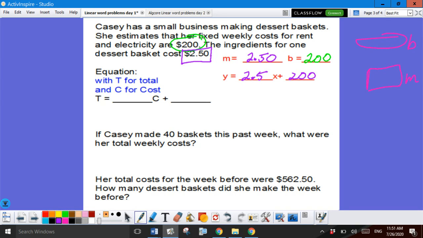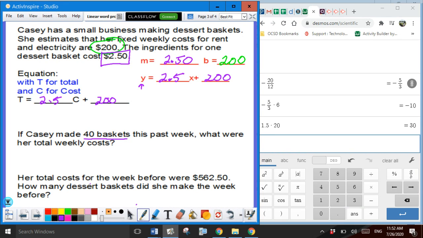Okay, now it wants us to write that same equation with different letters. It says, write the equation with T for total and C for cost. So T is my total, that's my Y. The C is replacing the X, so T equals 2.5C plus 200. Okay, here we go. If Casey made 40 baskets this past week, let me get my calculator up here. What were her total weekly costs? Okay, what was her weekly cost?